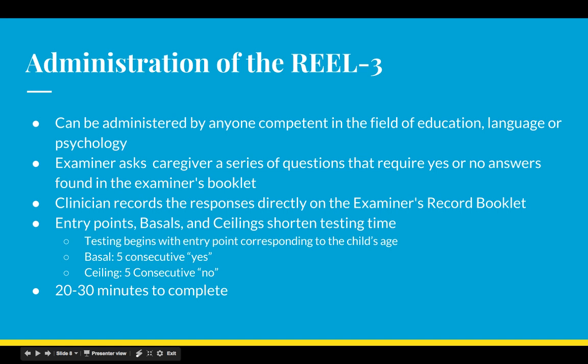There are entry points, basals, and ceilings in order to shorten the testing time. Testing begins with an entry point corresponding to the child's age. Then the basals are the lower limit of testing and consist of the first 5 items of the test that are answered as yes, and all items below the basal are scored as correct. Ceilings represent the upper limit of the testing and occur when there are 5 consecutive items marked no. This test takes approximately 20 to 30 minutes to administer.